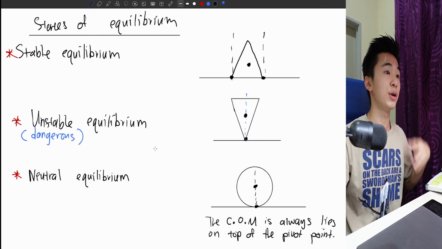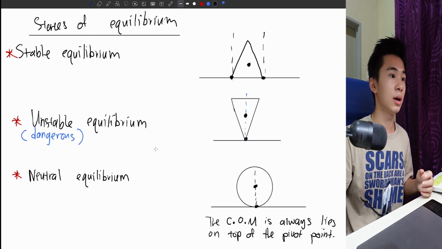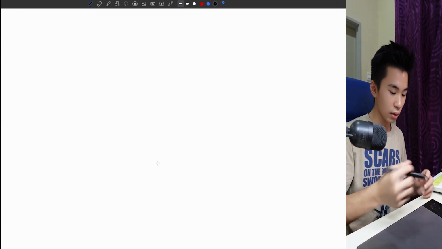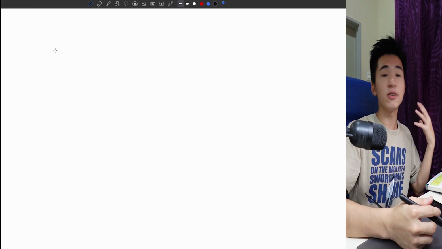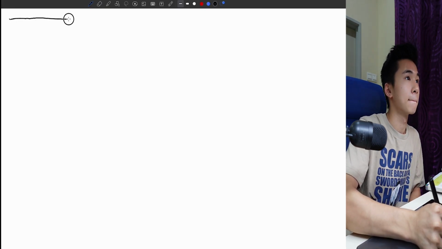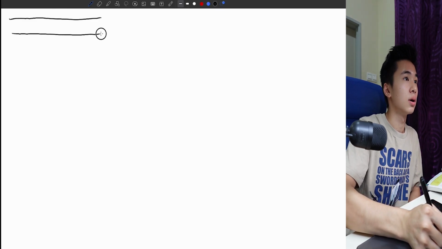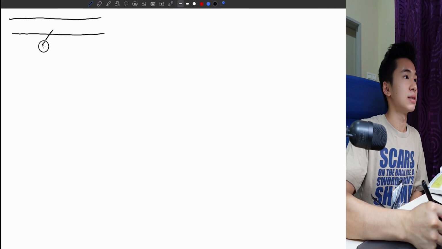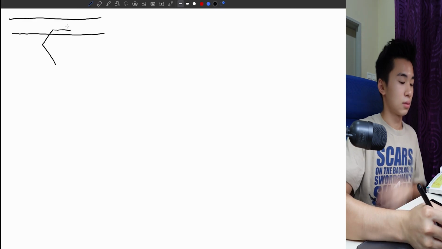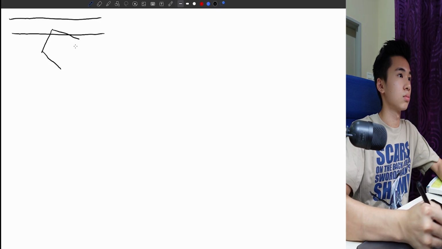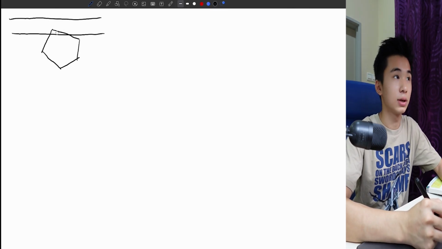So this page, in the previous video, I talked about the states of equilibrium. And I'm going to go to a new page. So we can find the center of mass without the formula. Let's say this is a wood, and we have a card, a pentagon card, which has five sides in it. So we have a pentagon card and we hang it on the wood, okay?